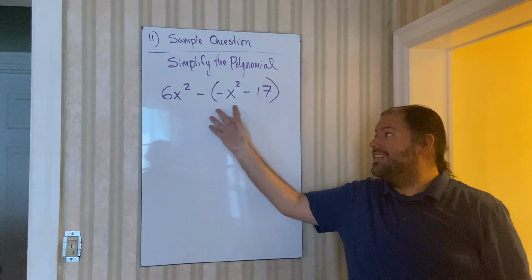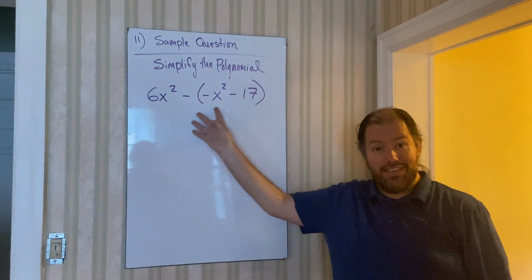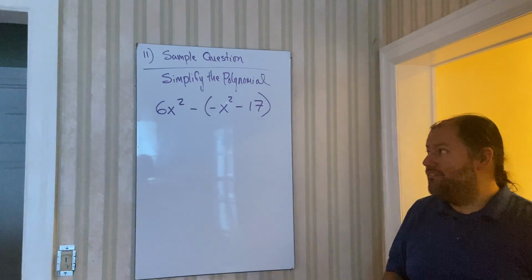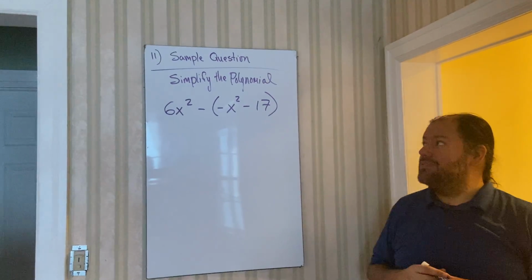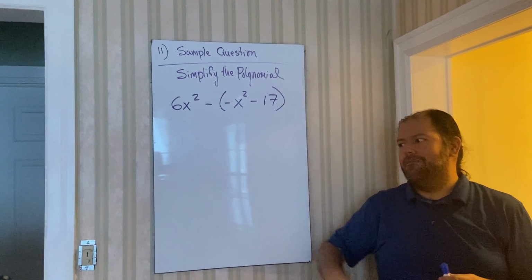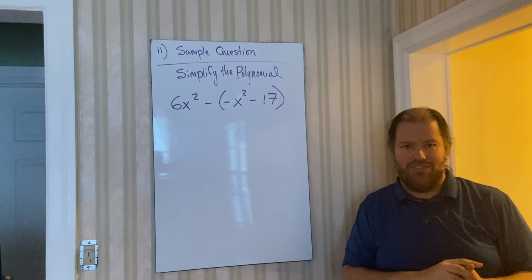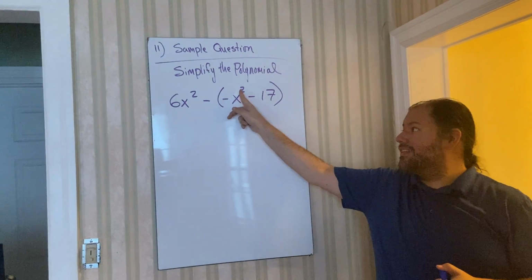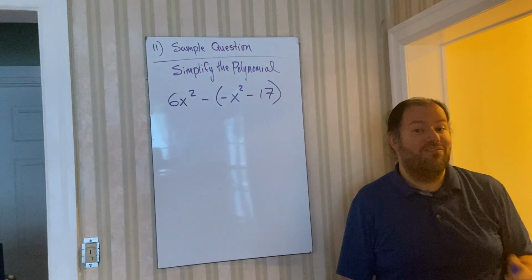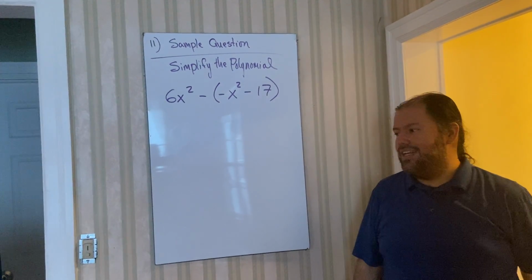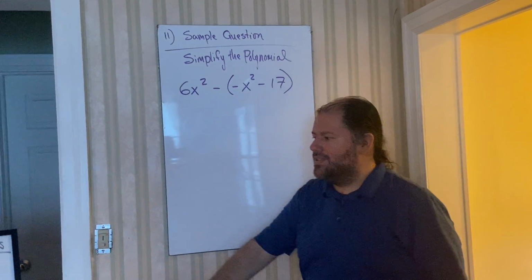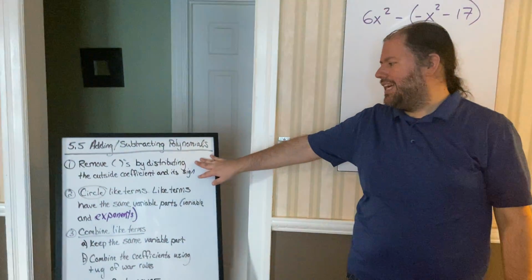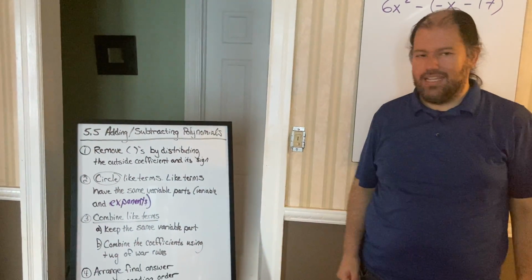So when I clicked, I got a lot of easy problems like this. So let's show you how to do this one. So how do I simplify this? Well, I see that I have a set of parentheses. Even though these have the same variable parts, I need to get rid of the parentheses first. How do I get rid of parentheses? Remember, to remove parentheses, distribute the outside coefficient and its sign.